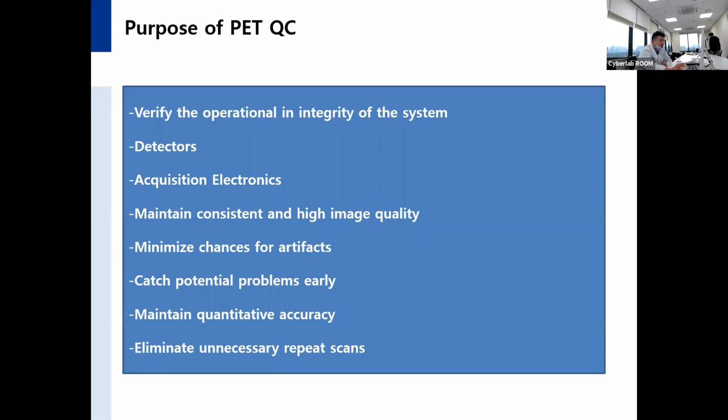First of all, the purpose of PET QC. QC is quality control, as you know. First of all, verify the operational integrity of the system, testing detectors, acquisition, and electronics, and maintain consistent, high imaging quality and minimize chances for artifacts. Artifacts contain noise. So catch potential problems early, maintain quantitative accuracy, and eliminate unnecessary repeat scans.